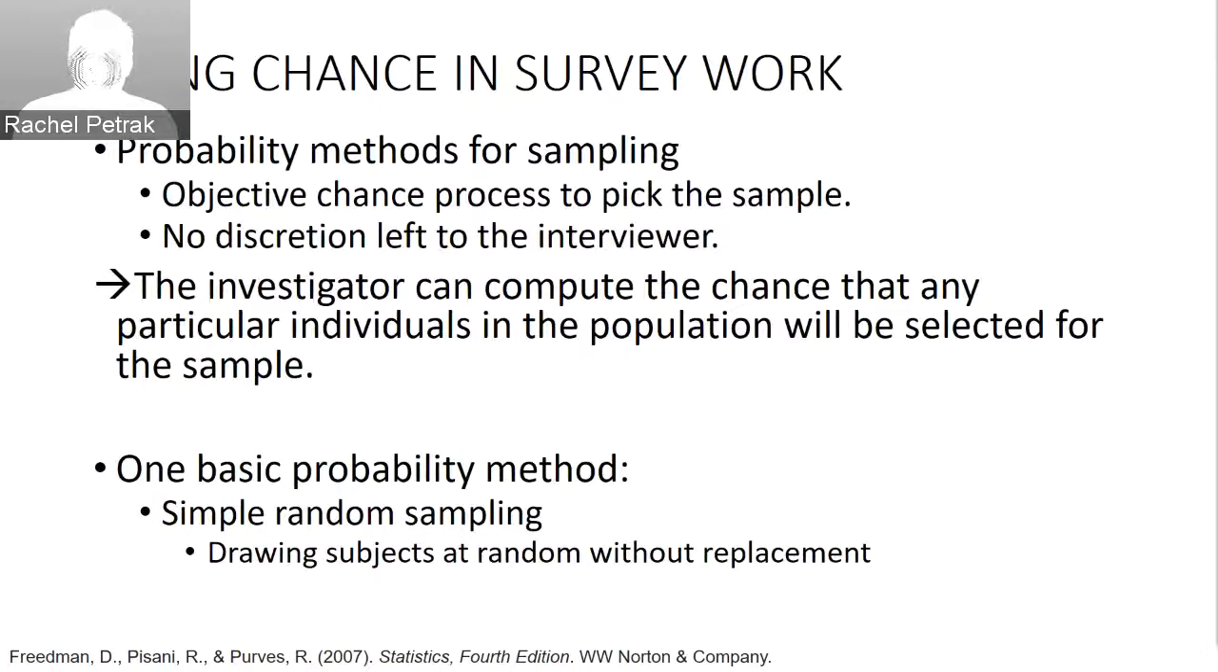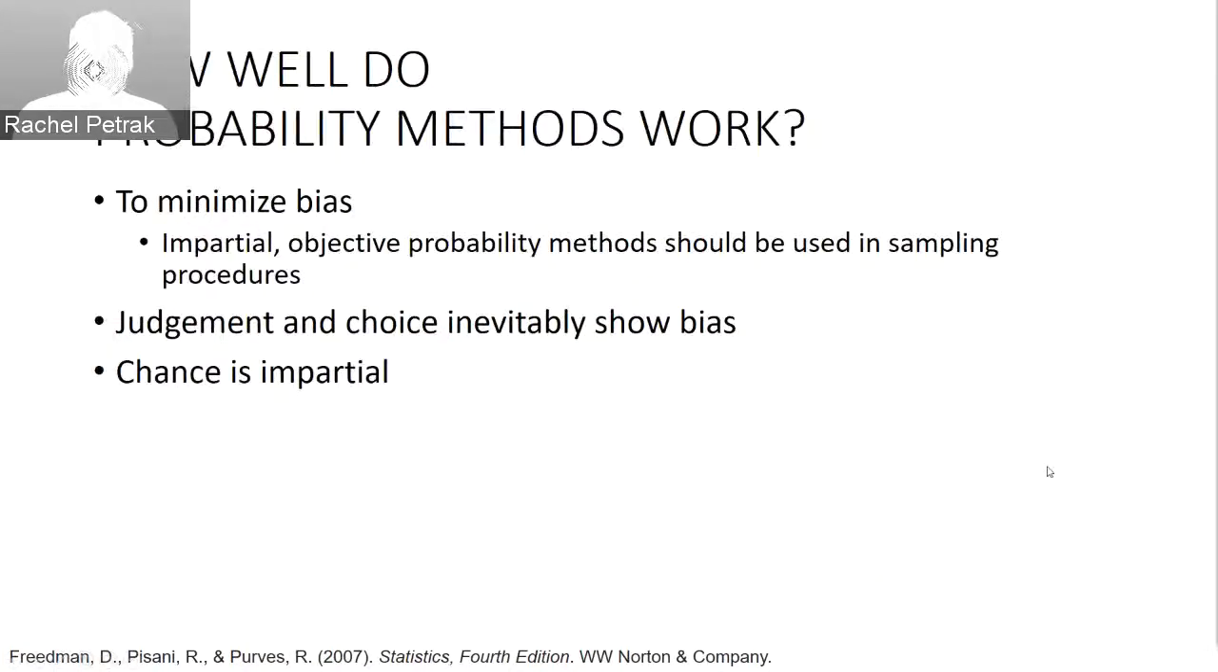So thinking about these probability methods, we need to consider how well they work. Well, they do a pretty good job at minimizing bias. Impartial, objective probability methods, when used in sampling procedures, are pretty good at eliminating selection bias. And selection bias is a real danger. We have other ways of dealing with non-response bias, but selection bias is the biggest danger to good study design.